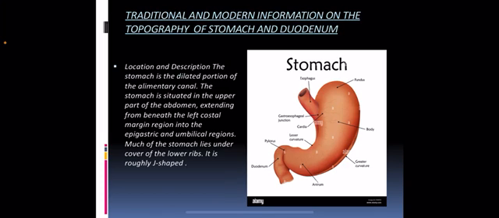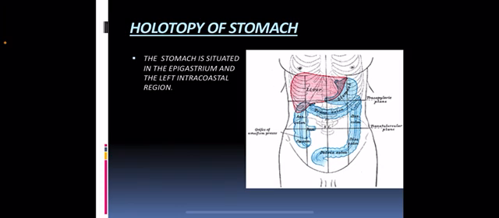Location and description. The stomach is the dilated portion of the alimentary canal. The stomach is situated in the upper part of the abdomen, extending from beneath the left costal margin region into the epigastric and umbilical region. Much of the stomach lies under cover of the lower ribs. It is roughly J-shaped.